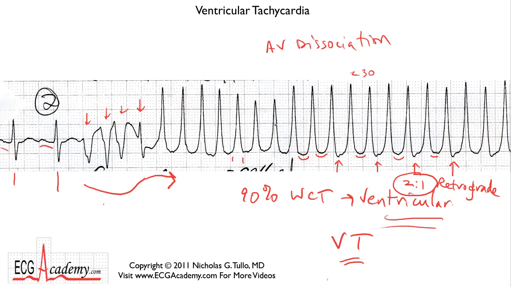And obviously the QRS morphology is completely different than the underlying. But there are a number of rules that we'll get into in the advanced course when we talk about SVT with aberrancy versus ventricular tachycardia and how to recognize VT based on the 12-lead morphology. But for rhythm strip analysis, this is the kind of stuff you should be able to identify. These retrograde Ps and the presence of AV dissociation allow you to definitively make this diagnosis of VTAC.